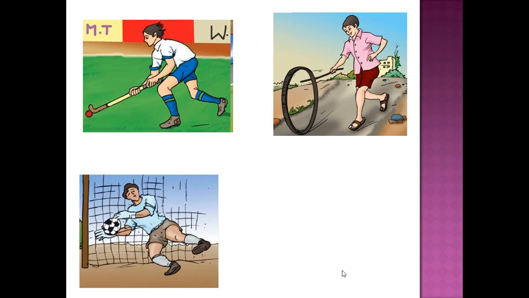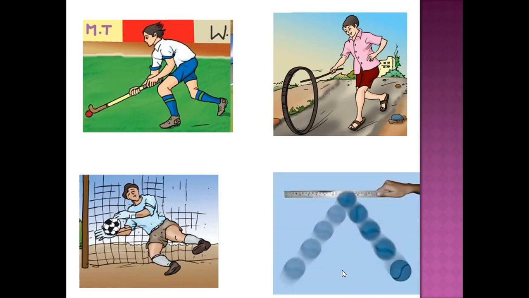Now, let us look at one more picture, children. What is happening over here? Yes, a ball has been moving and you brought a scale near the ball. Now, what is happening? As soon as the ball hit the scale, it has taken another path, children. So, this shows that force can also change the direction of an object.